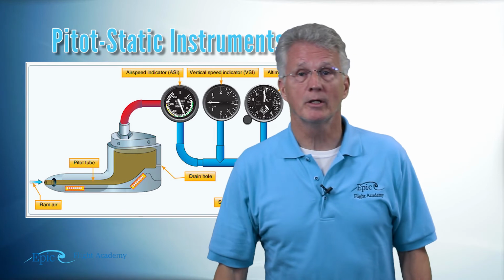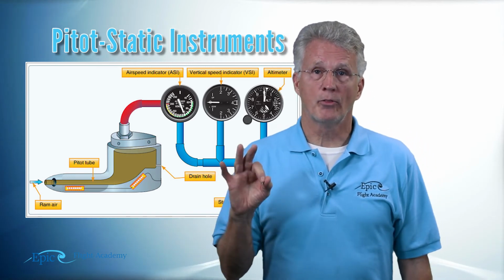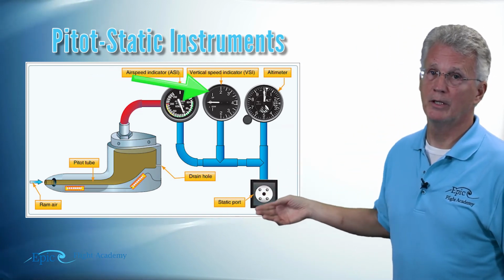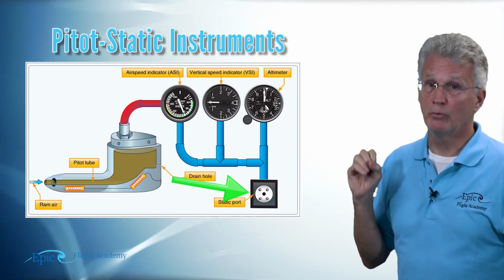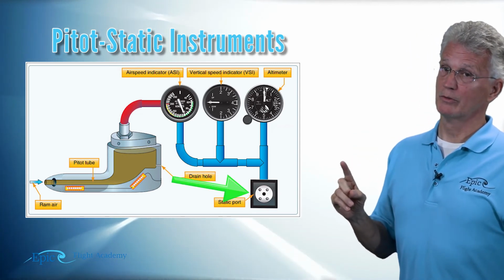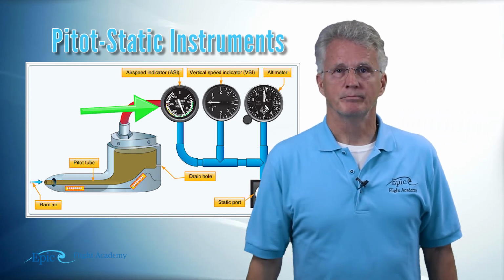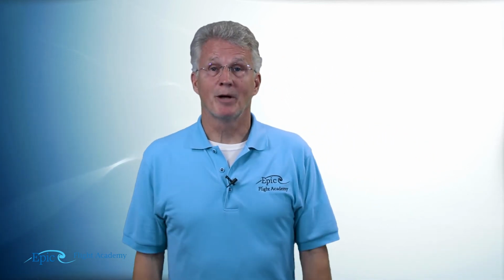So as you look at that pitot-static diagram, you can see that all 3 of these instruments, airspeed, vertical speed, and altimeter, get static pressure. Only one of these instruments, airspeed, gets pitot pressure. That's an overview of the pitot-static system. Next, we're going to talk about each of these instruments in detail.